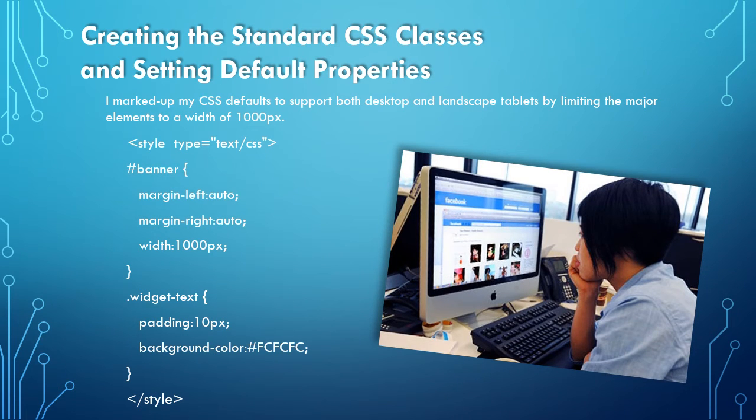To create the standard CSS classes and set default properties, I mark up my CSS defaults to support both desktop and landscape tablets by limiting the major elements to a width of 1000 pixels.